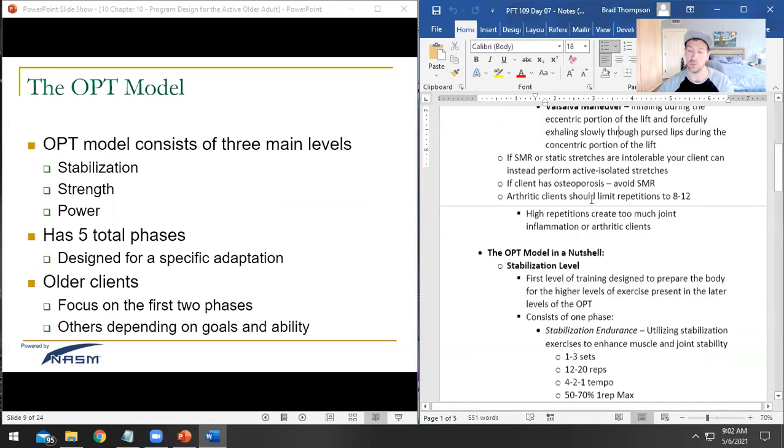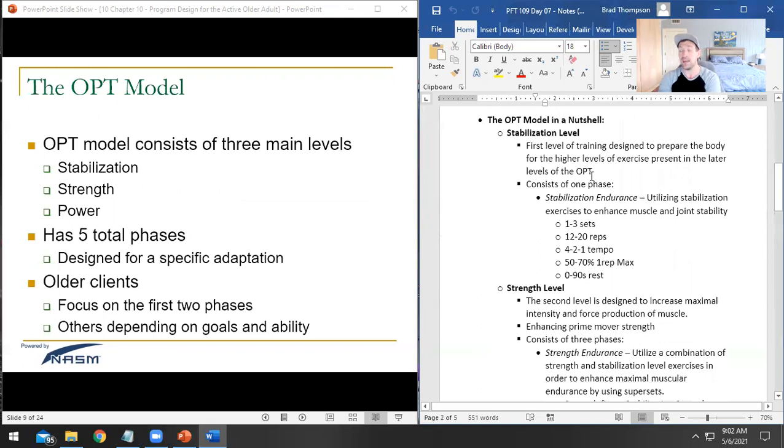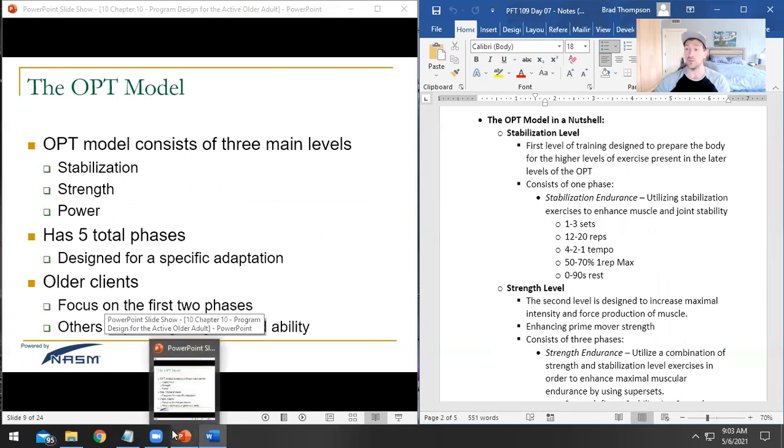But let's just assume moving forward, we've got your baseline average client. They don't really have any contraindications, and they want to work their way through the entire OPT model. We're going to start them on stabilization, strength endurance, hypertrophy, max strength, and power. We're going to do it all, right?